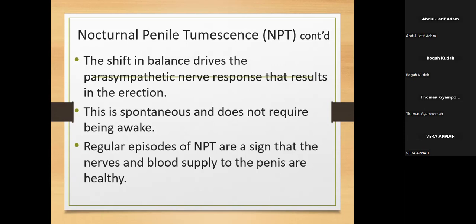So once you can have an erection during the night without thinking about it, it means that your blood supply, your nerves, and the penis itself, there's nothing wrong with them. However, if you wake up and you want to have an affair with your partner, and it will not rise, then it means that the cause of your inability to erect is not physiological. It is psychological. It's very, very highly likely to be psychological.